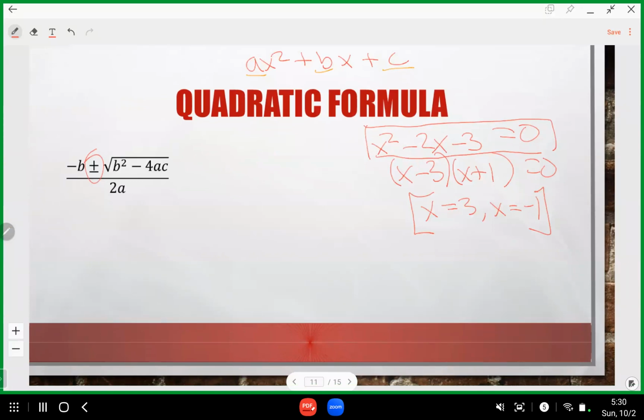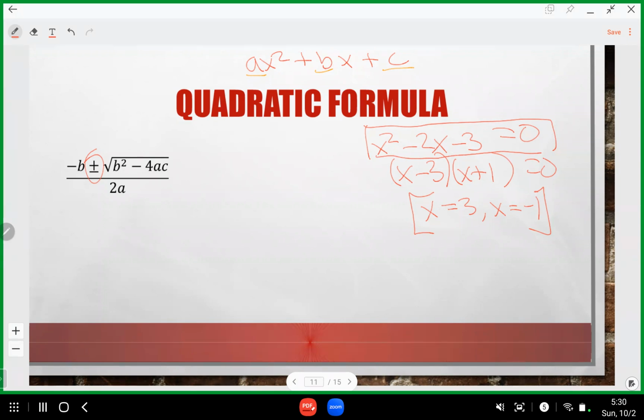I'm not really sure. All right, so here's the answer. Quadratics are supposed to have two solutions, right? If you only have negative b plus whatever, then you only have one solution, all right? If you only have negative b minus whatever, then you only have one solution. So that's why we have plus minus, that makes it two solutions, all right? So make sure you get two solutions. Okay, so don't forget the plus minus.